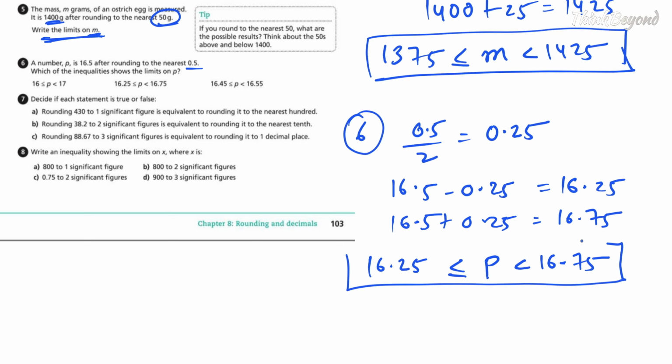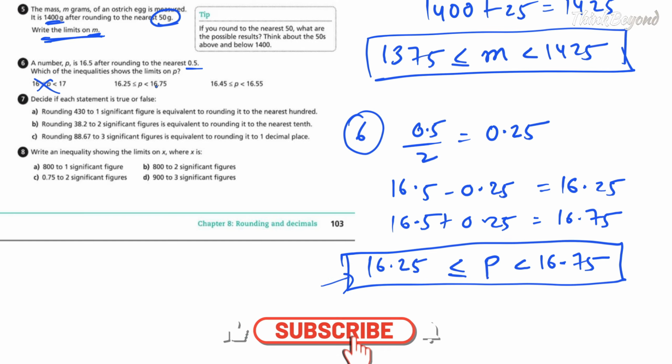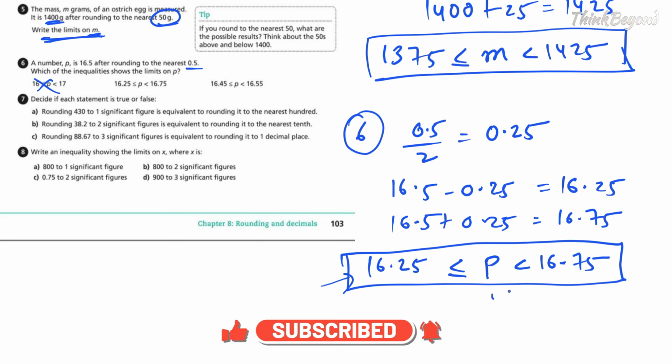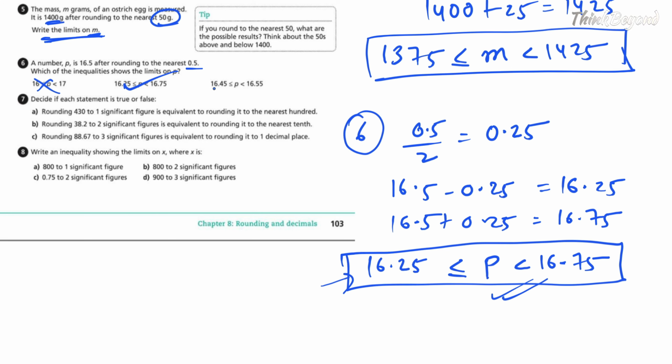Now check this one with every option that is given. 16 is less than p is less than 70. It is not possible. The answer is this, right? So 16.25 is less than or equal to p is less than 16.75. Yes, it is matching. So option B is correct. Check this one. No, 16.45 is written here. 16.55 is written. It is also wrong. Not possible. So yeah, B is correct. Okay, now come to question number 7.